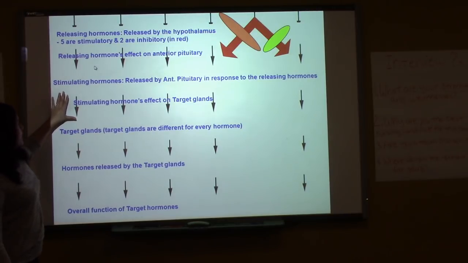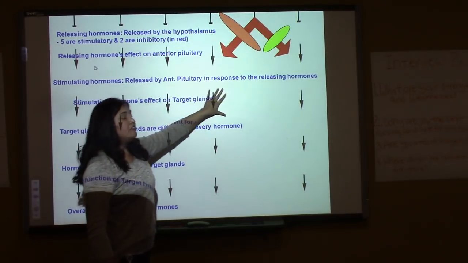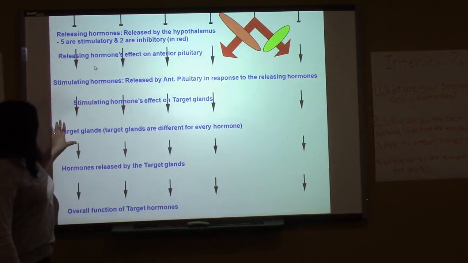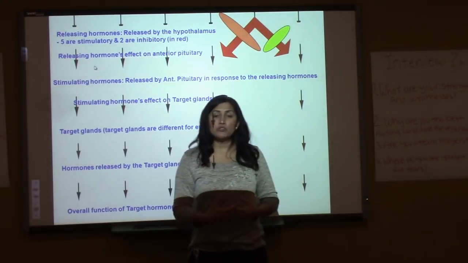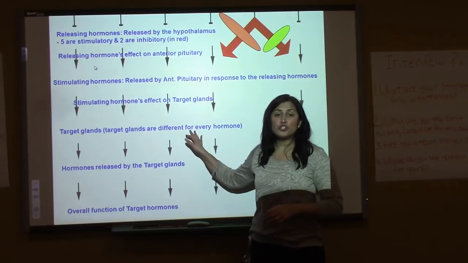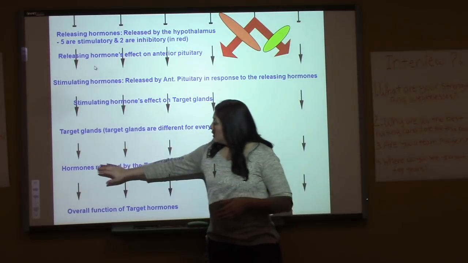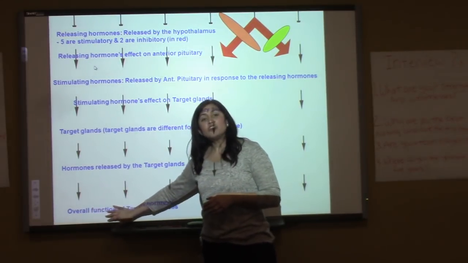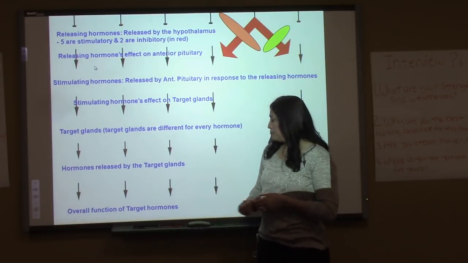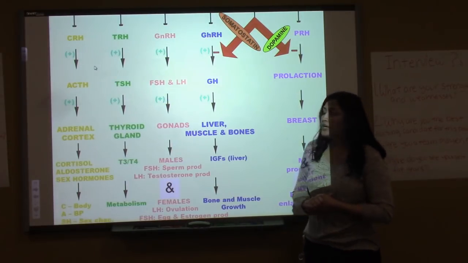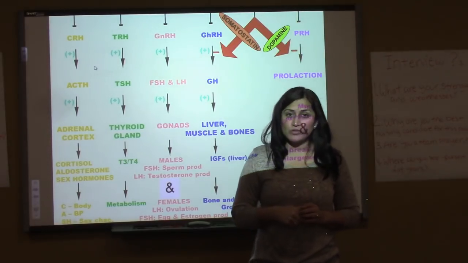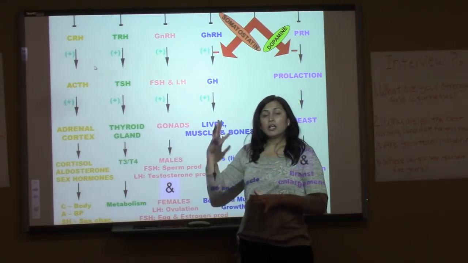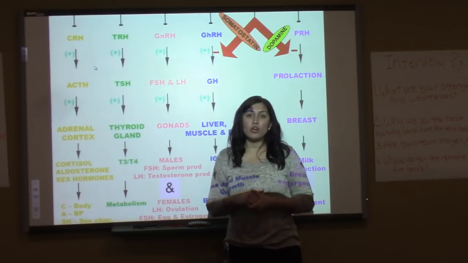Now, this area shows you the effect of the stimulatory hormones on the target glands. This area shows you the target glands. These are hormones released by the target glands, and this is the overall function of those target hormones. So, as you can see, these are all of the hormones. You will see that they're mostly abbreviations. The proper names for these abbreviations you can find on the first page.